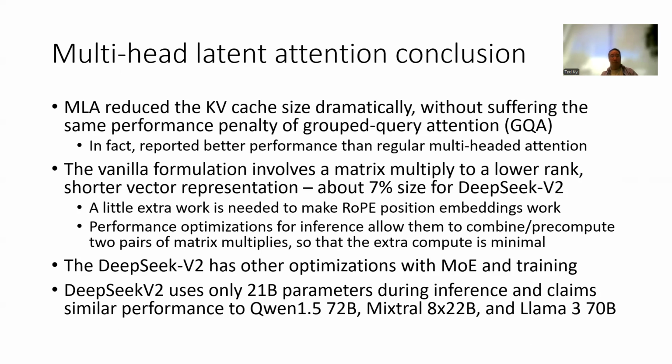Yeah, so to round things up, I have some slides in the appendix. But basically, they reduced the size of the cache dramatically. Interestingly, they said they actually didn't just match, but outperformed it. And so their shorter vectors are about 7% the length of full length keys and values. And there is some stuff I mentioned they had to do with RoPE.